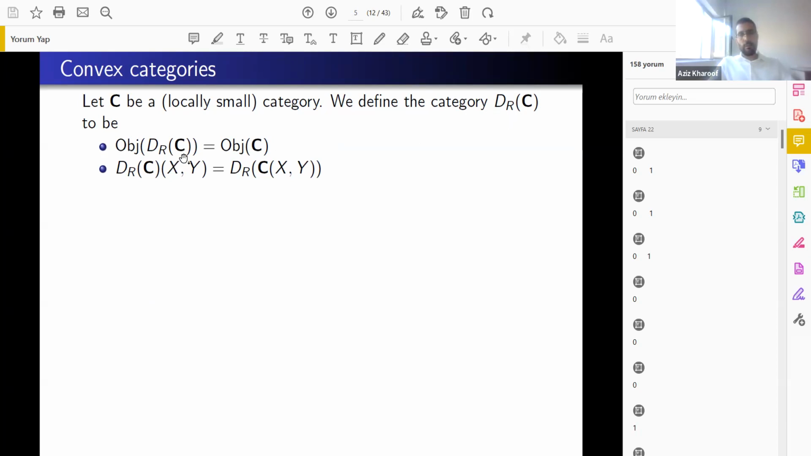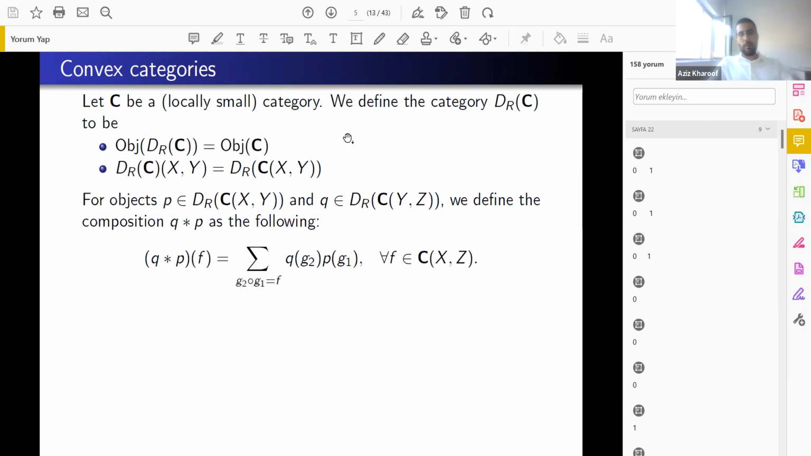The objects are the same objects as in C. But the homs are distributions on the morphisms of the original category C. Hom from X to Y is all the distributions on C(X,Y). So what does the composition look like? If we have a distribution on C(X,Y), that means it's a map in the hom of X, Y in the category DRC, and we have a distribution here.